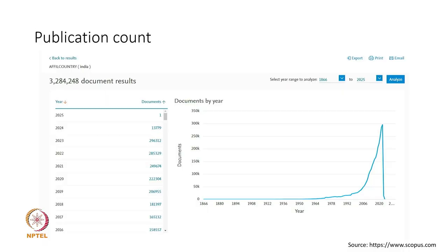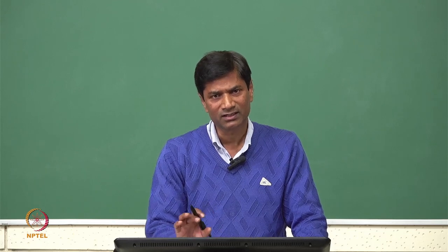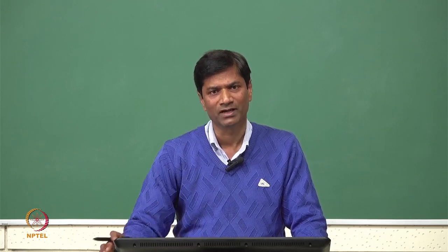You see, the same publication count, if you want to analyze how it is increasing year by year, you see this graph. It is going upward from 1866 to 2026, and then in a particular year it reaches its peak, and then again comes down, comes up. That means we are analyzing the productivity, the publication count, the scientific productivity of a country. This is bibliometric analysis in the form of publication count.